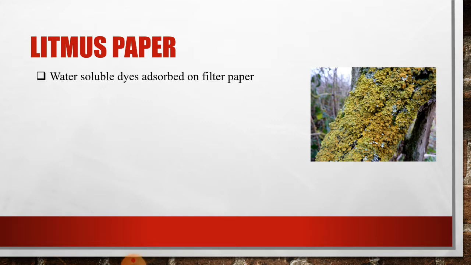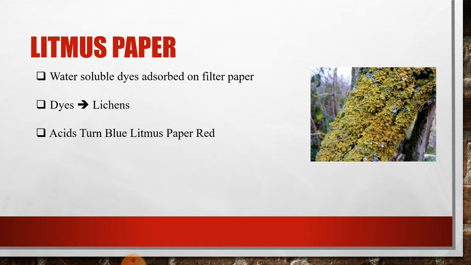Litmus papers are basically the water soluble dyes that are adsorbed on the filter paper. And these dyes are extracted from lichens. Lichens are the organisms just like those of plants that usually grow on the bark of the trees. So from those lichens the dyes are extracted, and those dyes are then adsorbed on the filter paper. And these dyes when adsorbed on the filter paper work as a litmus paper in order to identify whether the solution is acidic or basic.